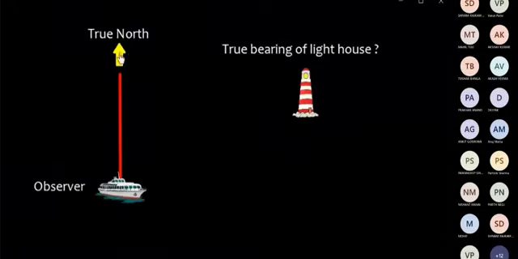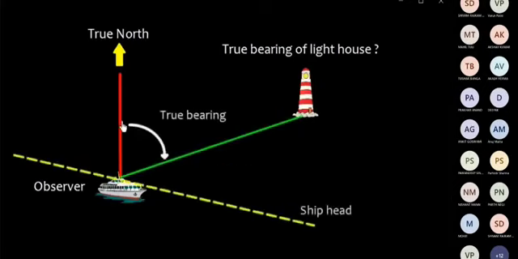Now let us look again. This is true north. This is the observer. This is the object, say a lighthouse. And this is the line of sight. So we can say that this is the true bearing. However, the ship's head is in this direction. So we can say that this angle is a relative bearing.